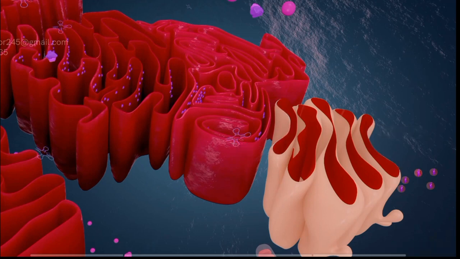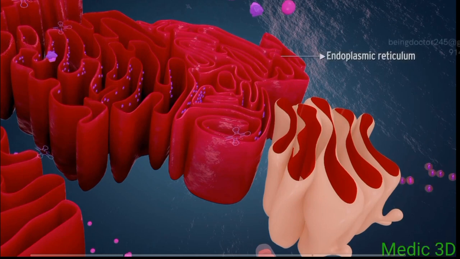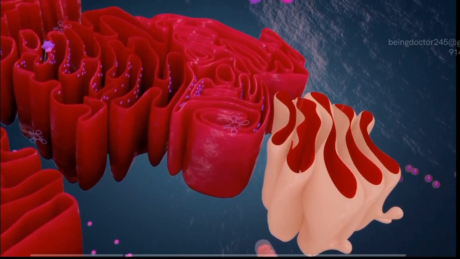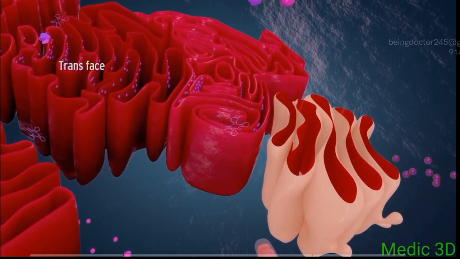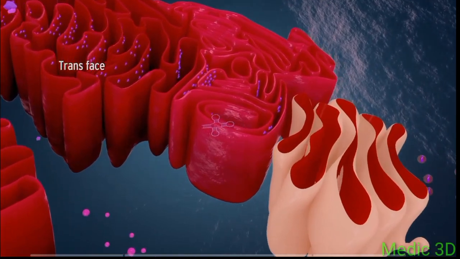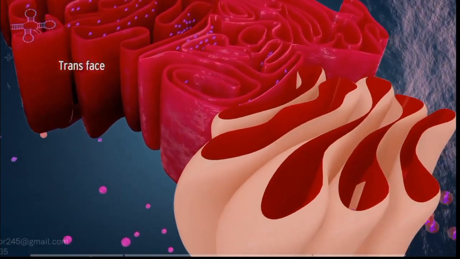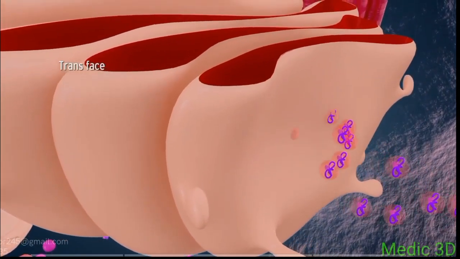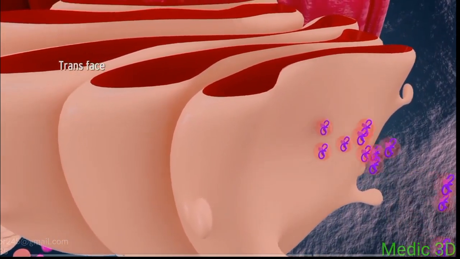The cis face is positioned close to the endoplasmic reticulum. Reticular vesicles from the endoplasmic reticulum enter the Golgi apparatus through this face. The trans face is located near the cell membrane. The processed substances are transported outside from the Golgi apparatus through the trans face.